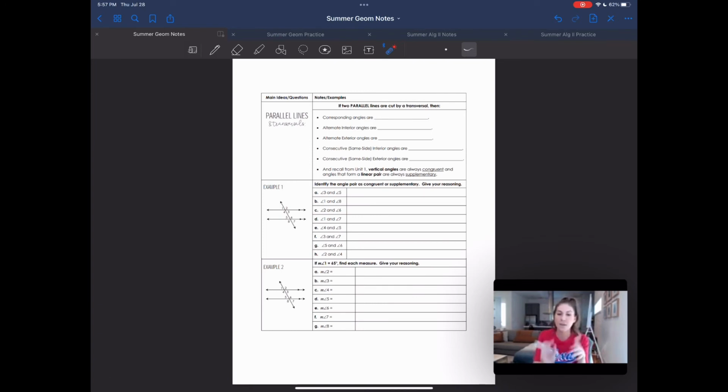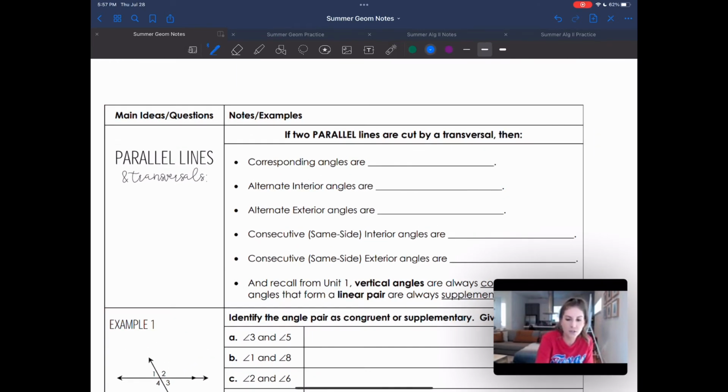So this one's all about parallel lines. Okay, I'm going to group these first 3 together, and then I'm going to group these 2 together. You'll see why. It says if 2 parallel lines, I'm going to underline that, parallel lines are cut by a transversal, then you're going to end up with special relationships. And I grouped these 3 together because they all end with the same word, okay? Corresponding angles will always be, if you have parallel lines, congruent, which just really means equal measures, okay? Same for alternate interior angles and alternate exterior angles. They're all congruent.